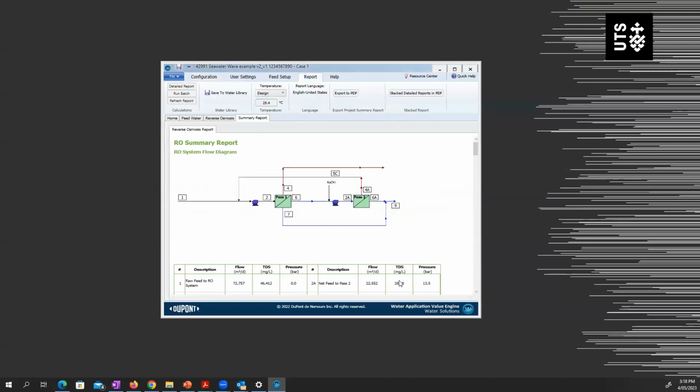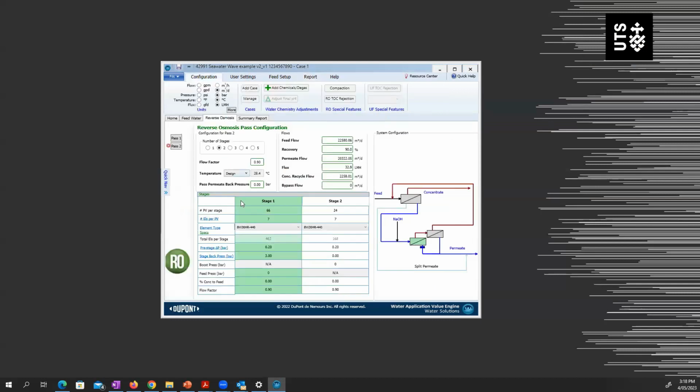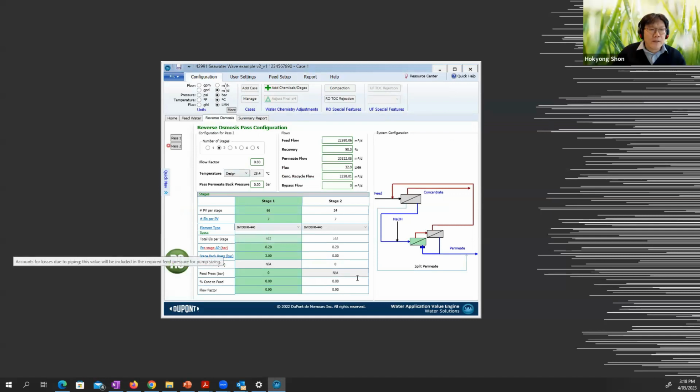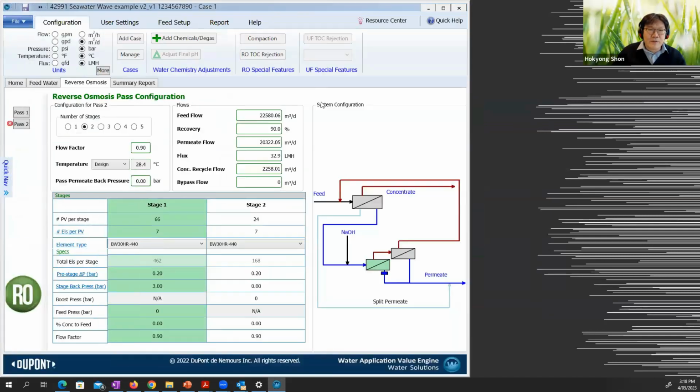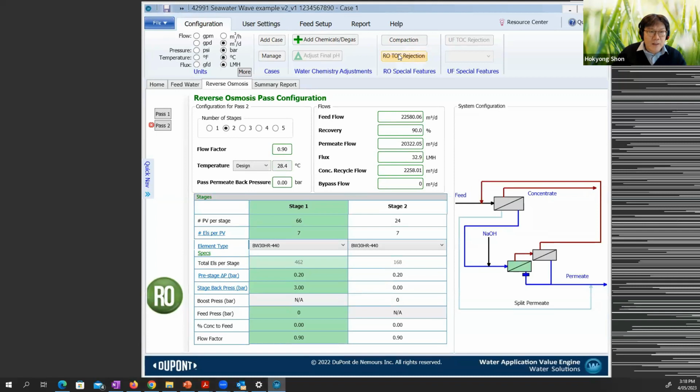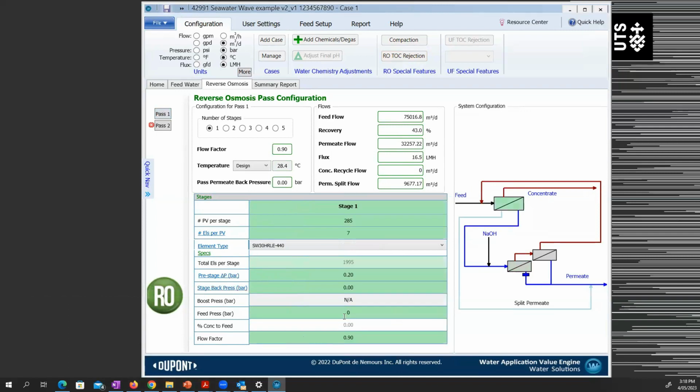Professor, if you go to the reverse osmosis tab, how did you calculate the pre-stage pressure and the stage back pressure, all these pressures? That's a very good question. Can you see it bigger? And also the boost and the feed pressure. That's exactly based on your flow rate balance, and then feed and permeate.